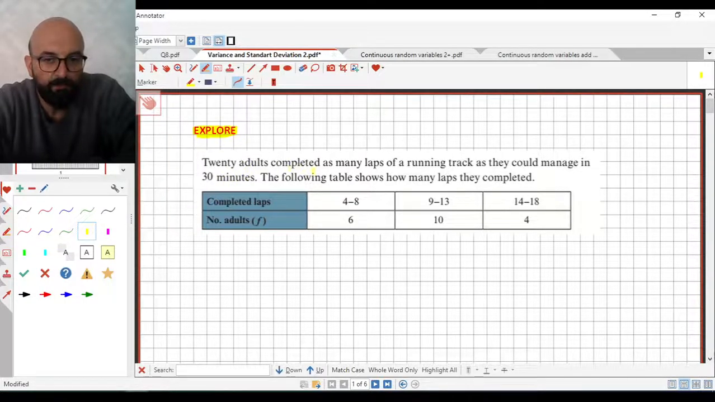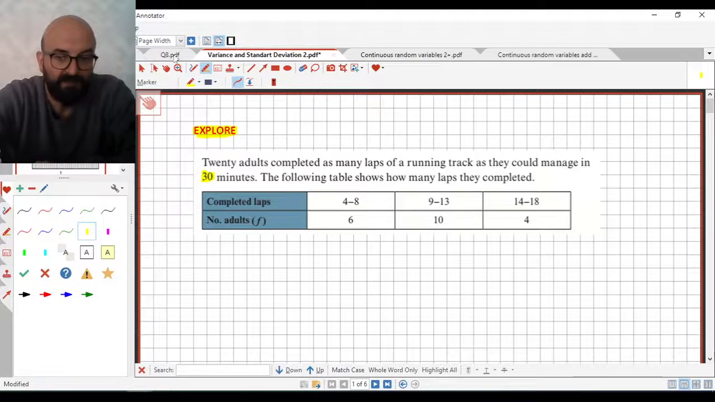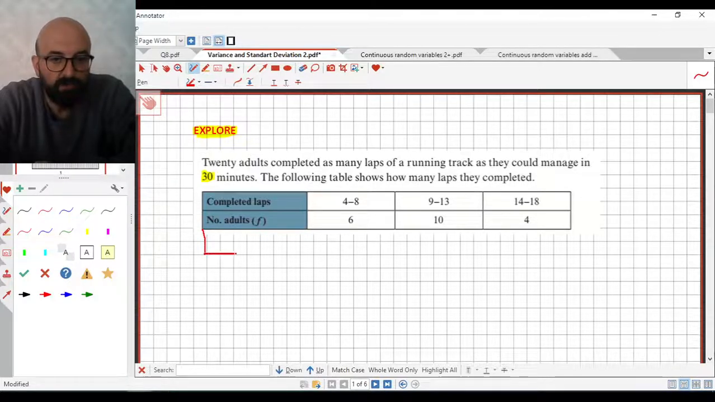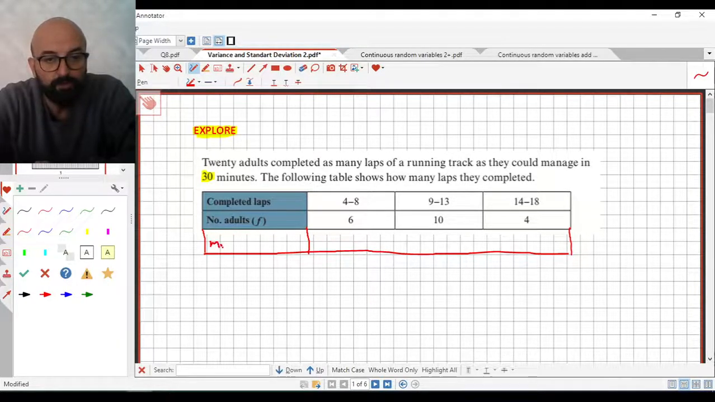20 adults completed as many laps of a running track as they could manage in 30 minutes. The following table shows how many laps they completed. I want to compute the variance by taking mid values, both the original mid values and different values.